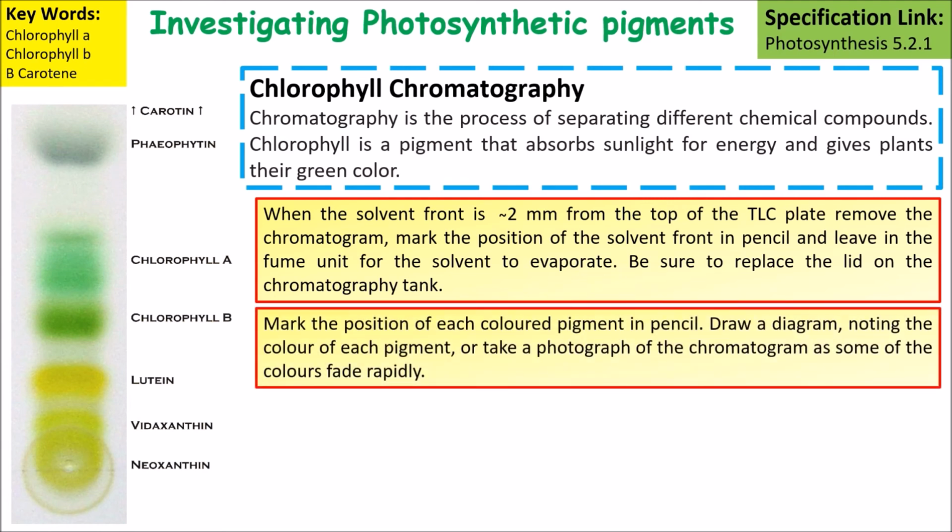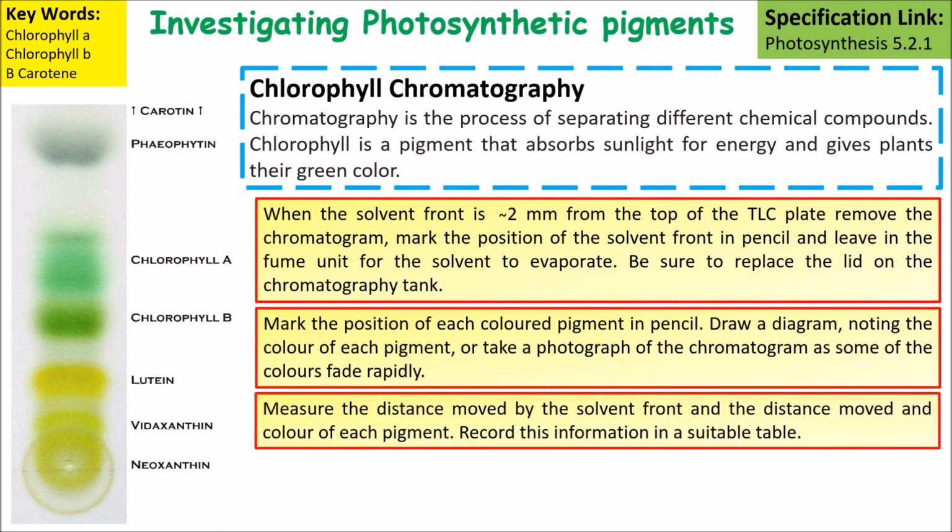Mark the position of each coloured pigment with a pencil. You can then transfer this either by taking a photo of it or by drawing a diagram to show where things are, because the colours fade quite rapidly.